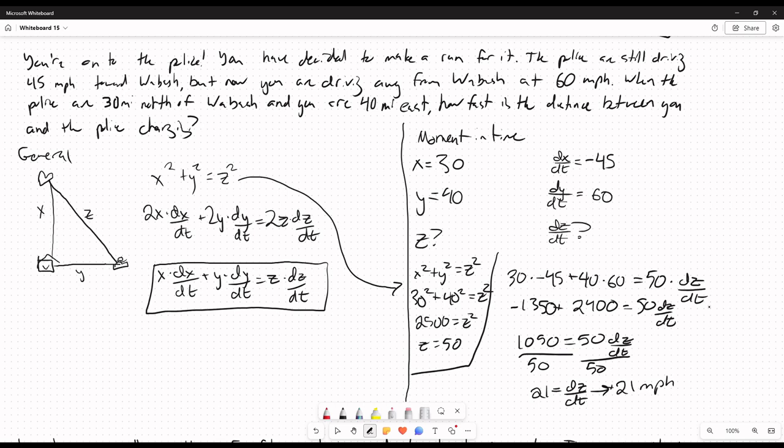In a complete sentence, which it's usually good to do, we would say that the distance between me and the police is increasing by 21 miles per hour. So there we go. We've used related rates to figure out how fast this distance is changing when both me and the police are moving. So there you go.